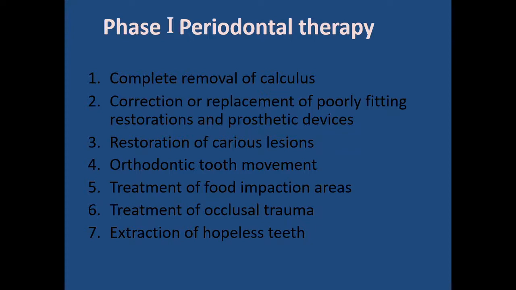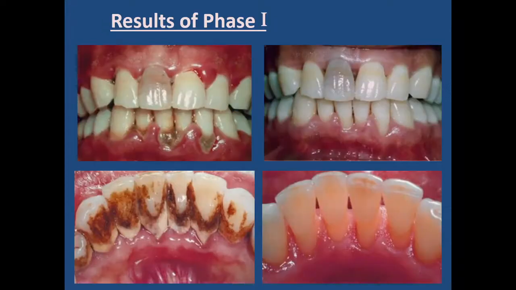All of this is in phase 1 periodontal therapy, to change the patient from this position to the pink state. If the teeth are not in an ordinary position, they need orthodontic treatment. If there is a poorly fitting bridge or a poor restoration, it needs to be corrected to reach this pink state.